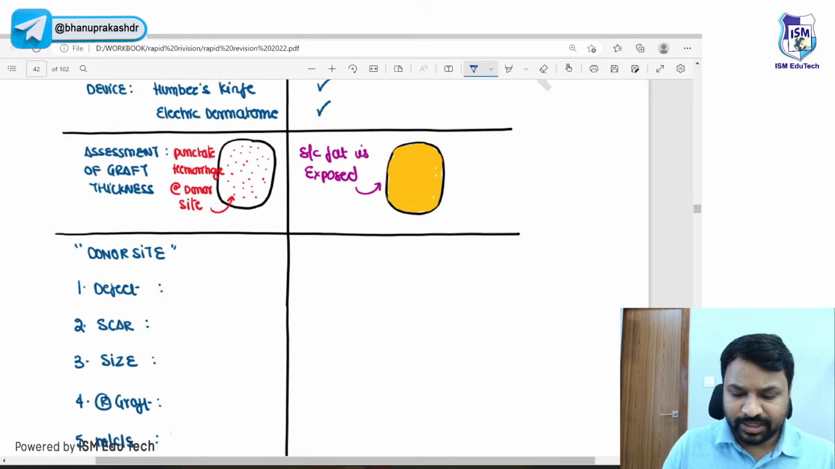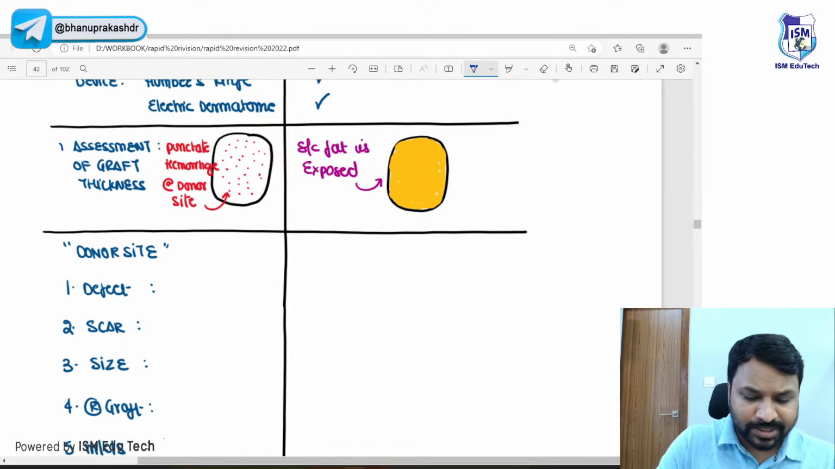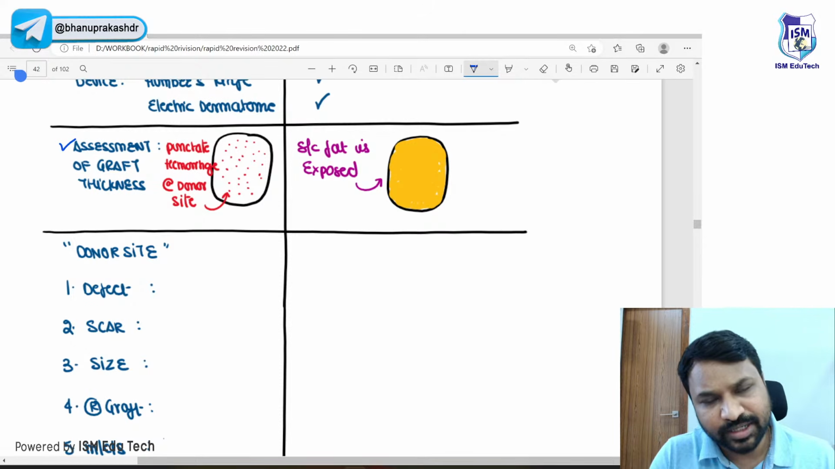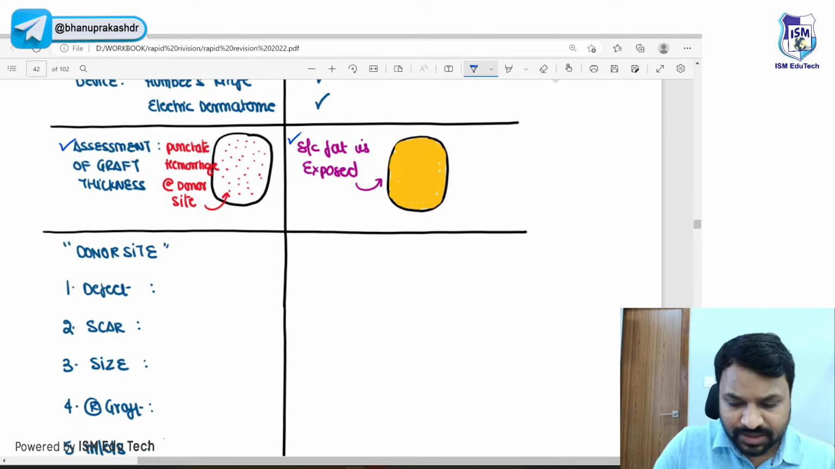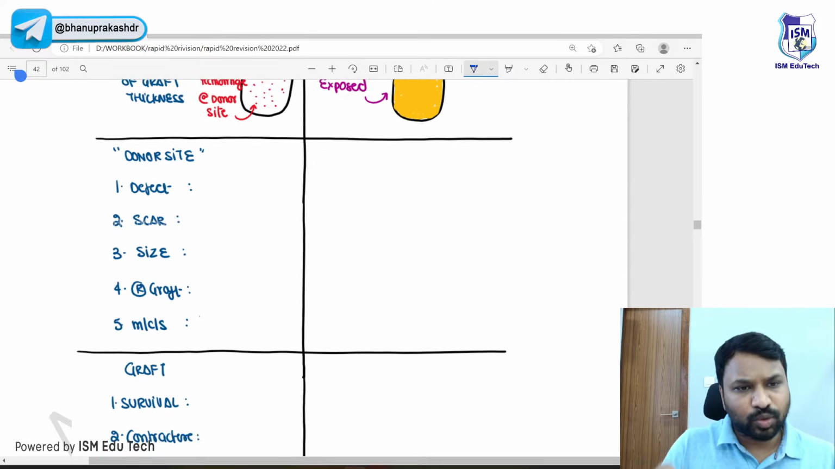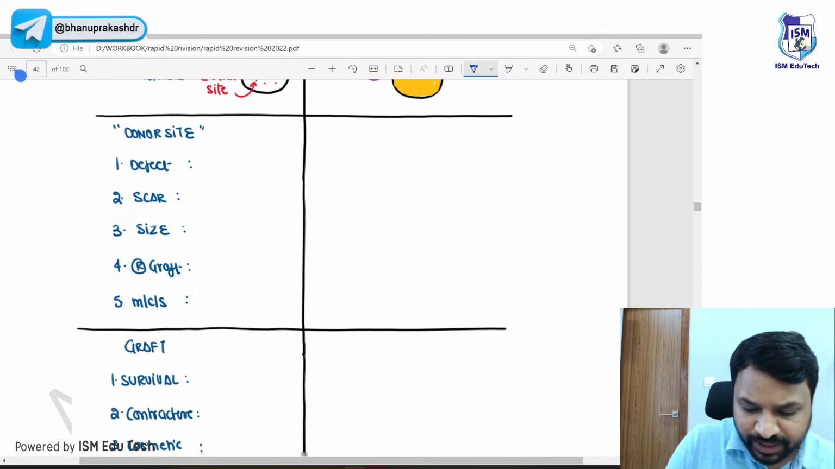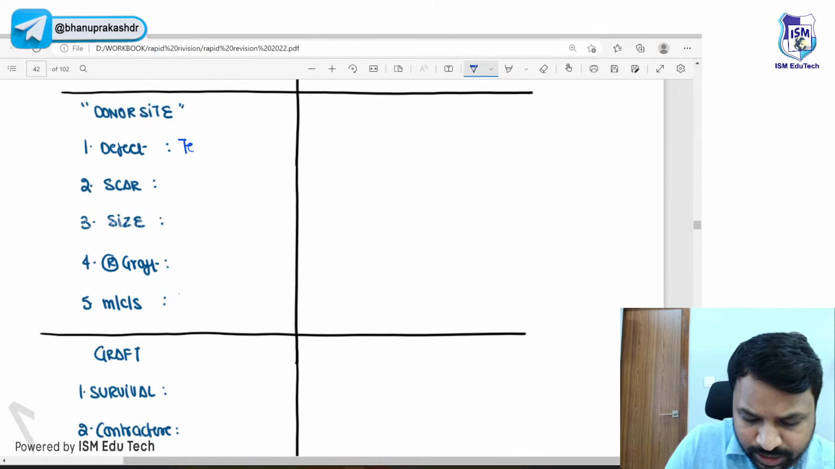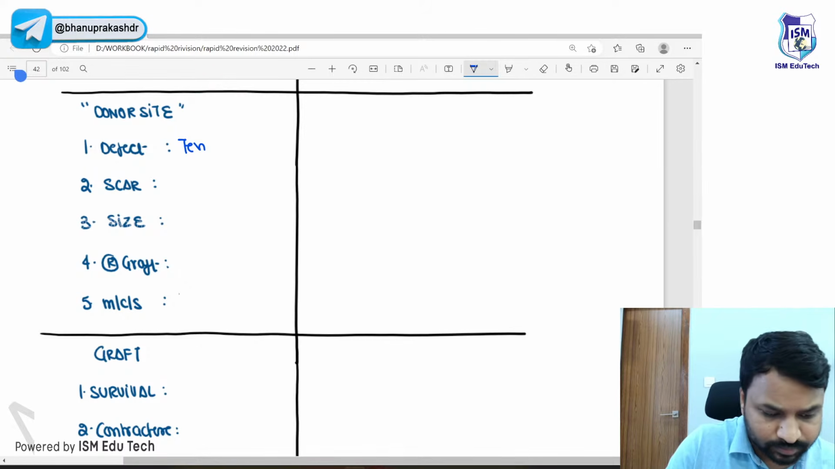How do you know that you've taken the correct thickness? If there is presence of punctate hemorrhage, that means you've taken the correct thickness of partial. If the subcutaneous fat is exposed, you've taken full thickness, right? Now, a couple of questions about the donor site, right? The defect in a donor site for a partial thickness graft is temporary.